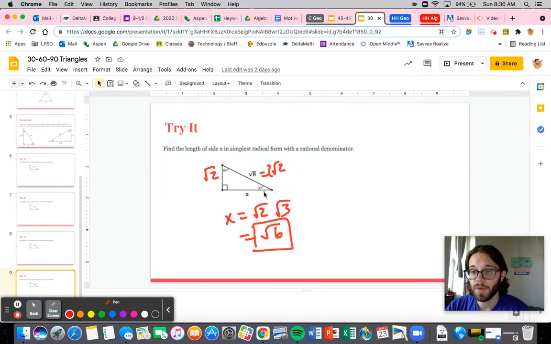Okay, and just like before, if you end up with something where you potentially need to divide by a square root, you know how to rationalize.